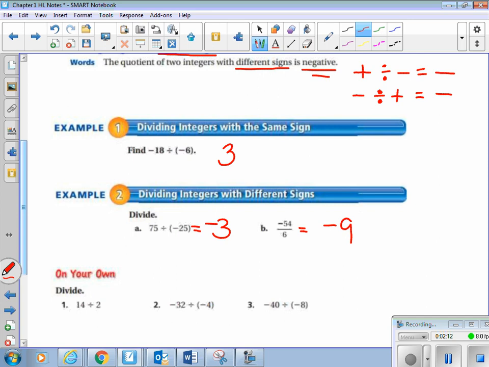Now if you need a review of division, remember it's the opposite of multiplication. So if you go back to check, negative 3 times negative 25, a negative times a negative would yield me a positive 75. And here we would look at negative 9 times positive 6. A negative times a positive is a negative, therefore giving me negative 54. Remember, multiplication and division are inverse operations.